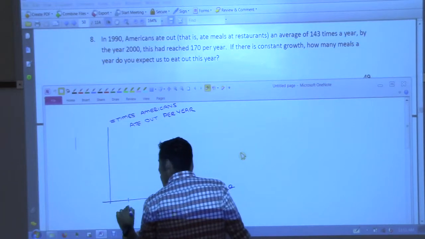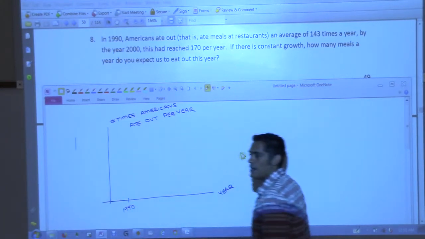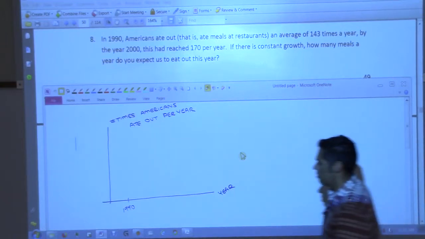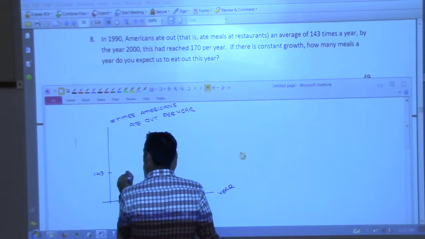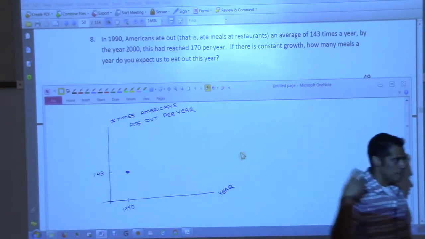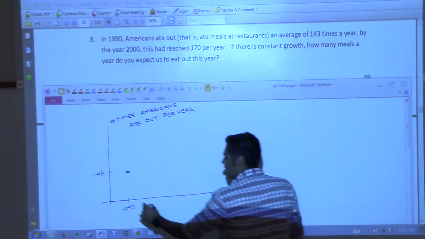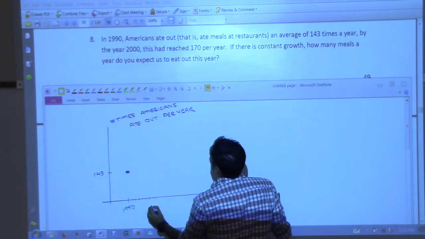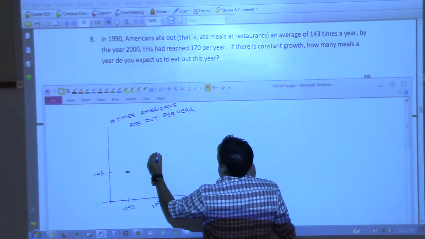So if I go here to 1990, what did it say the number was? 143. So I'll just put right here 143, and I would put a dot. Does that make sense that that first piece of data tells me that? And then, what, 8 years later? So 1991, 92, 93, 94, 8 years later, whatever, in 2000, it's 170.